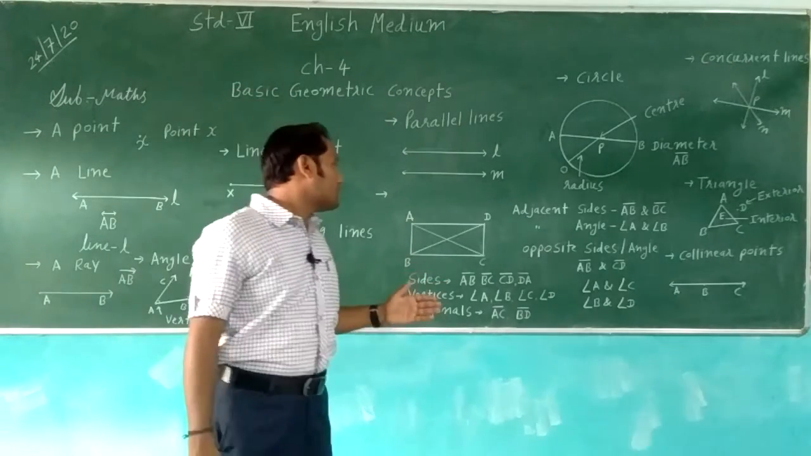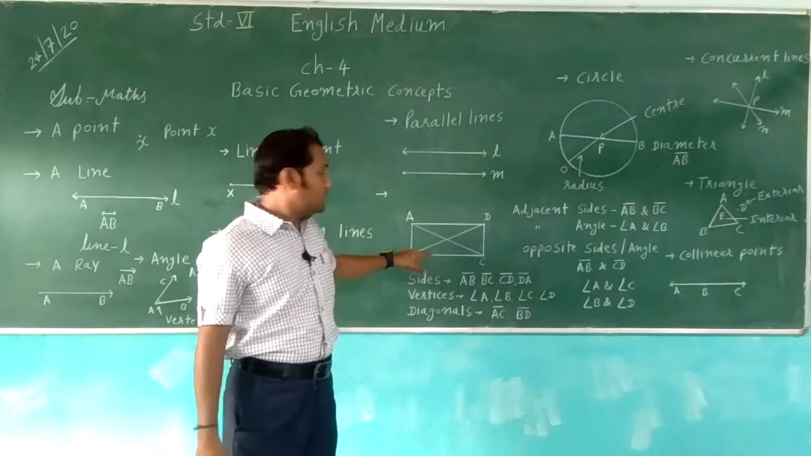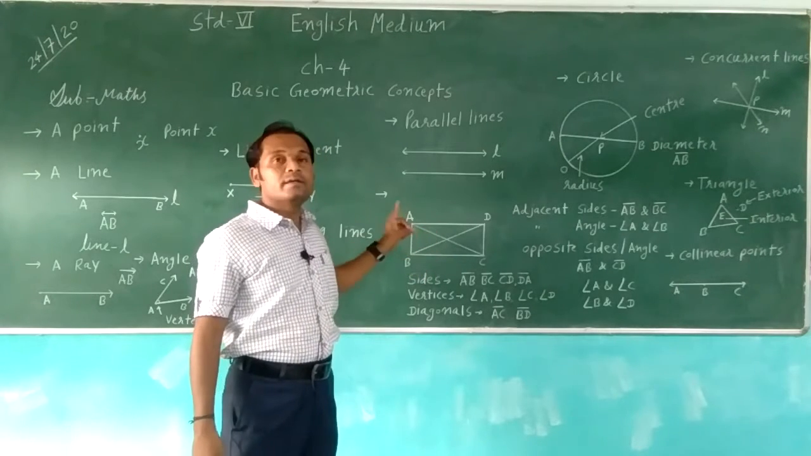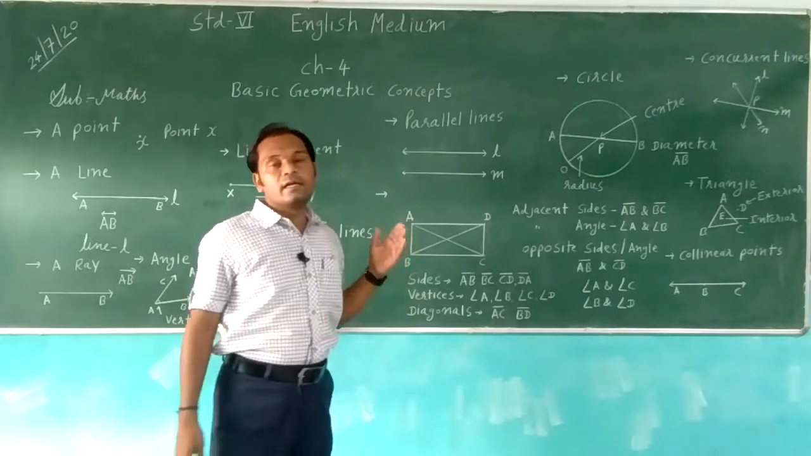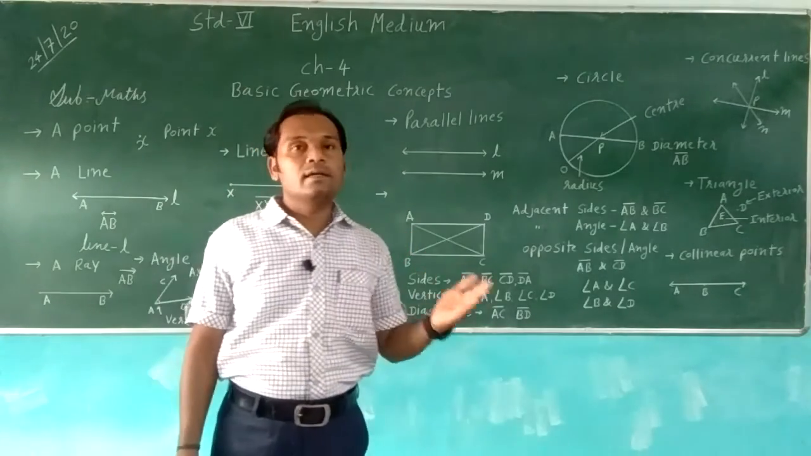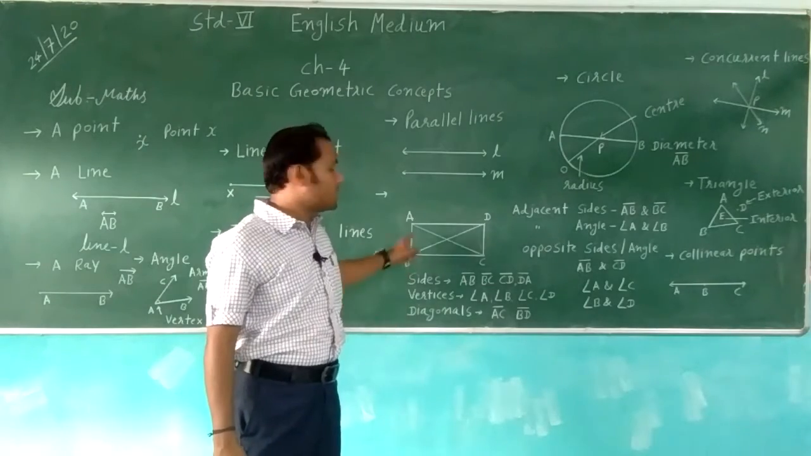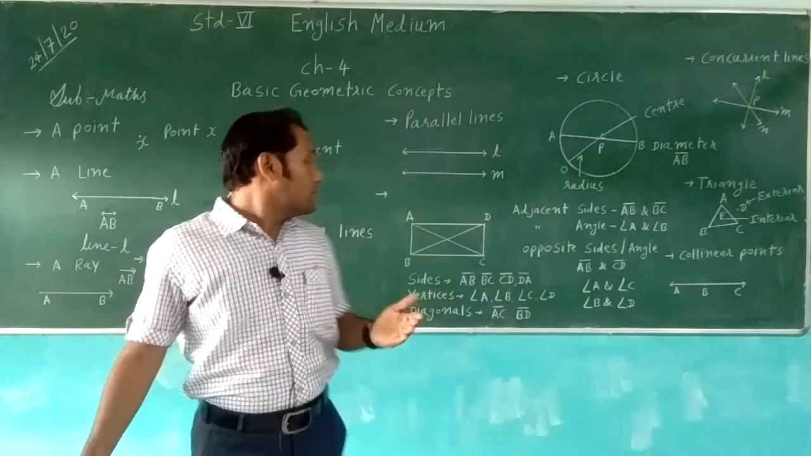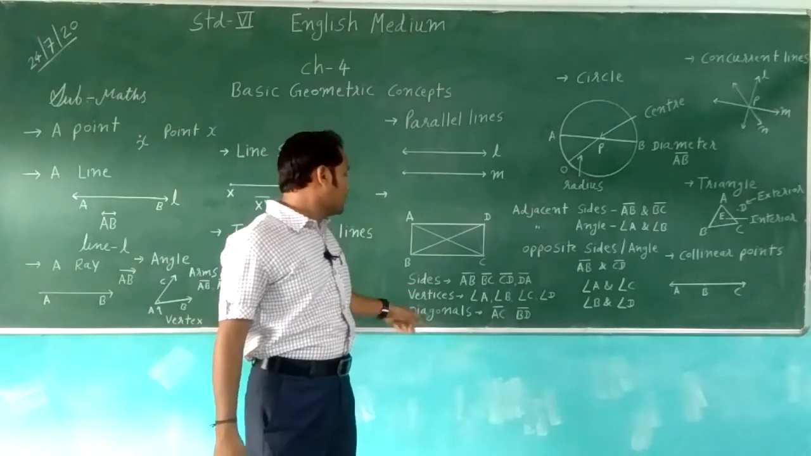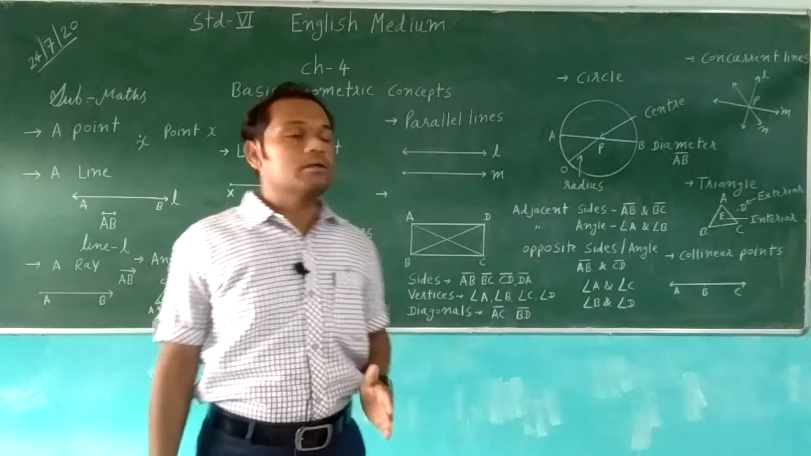So here it is clear. The sides are AB, BC, CD and DA, these four sides. The vertices are angle A, angle B, angle C, angle D. And diagonals means the lines joining opposite angles. AC and BD, both lines are called diagonals.